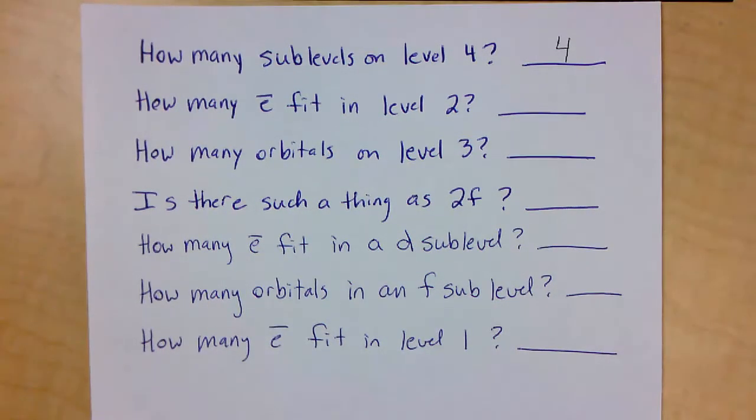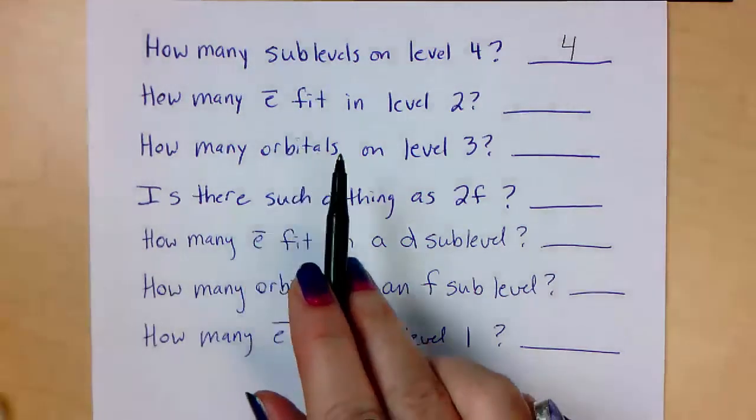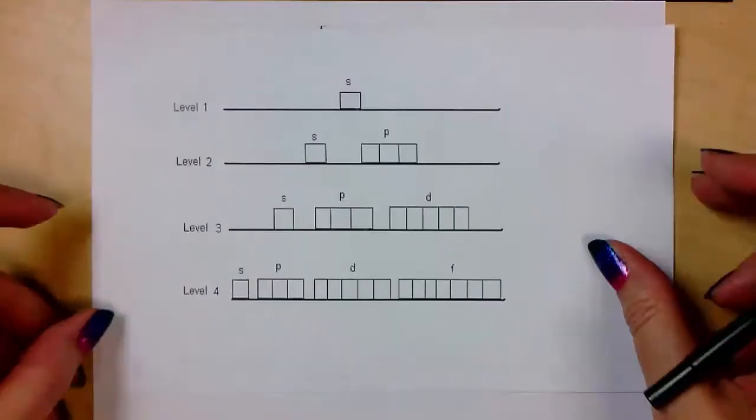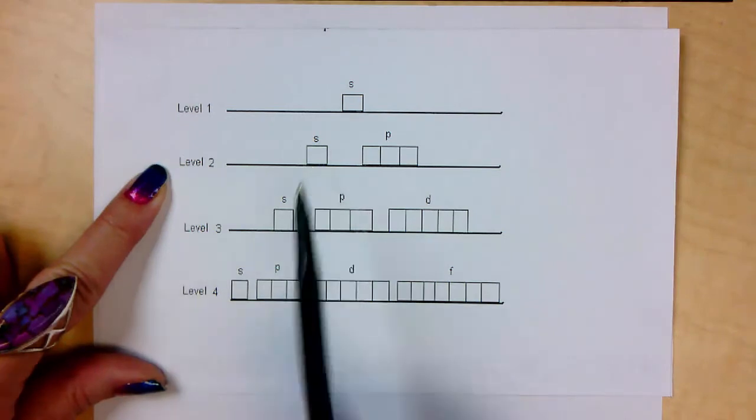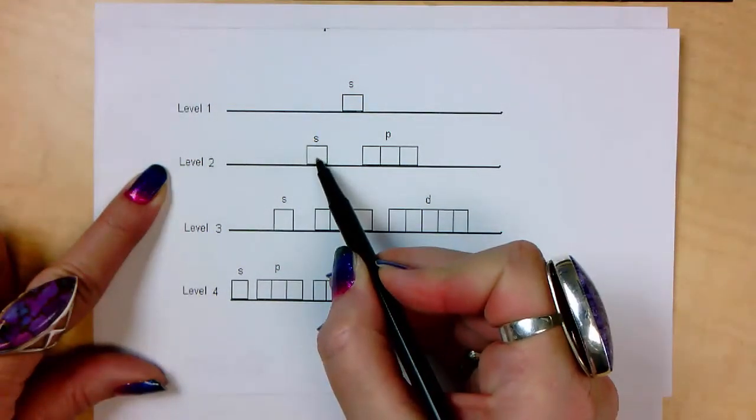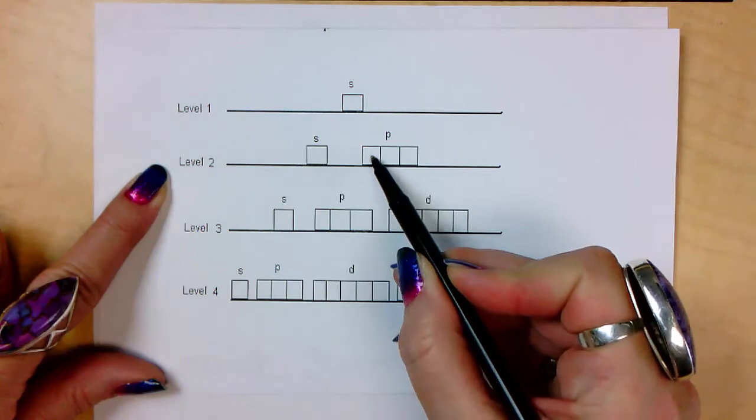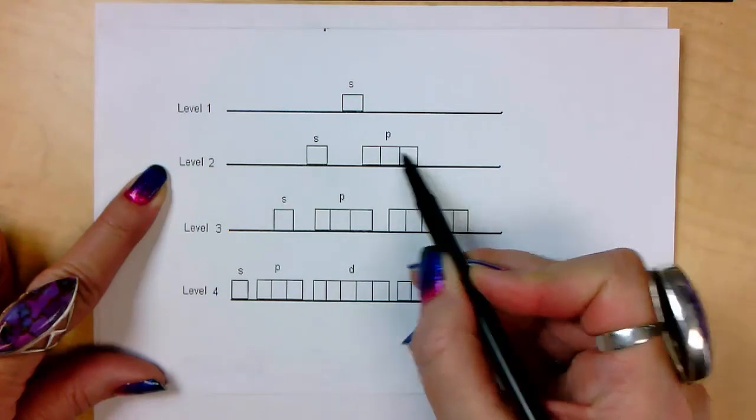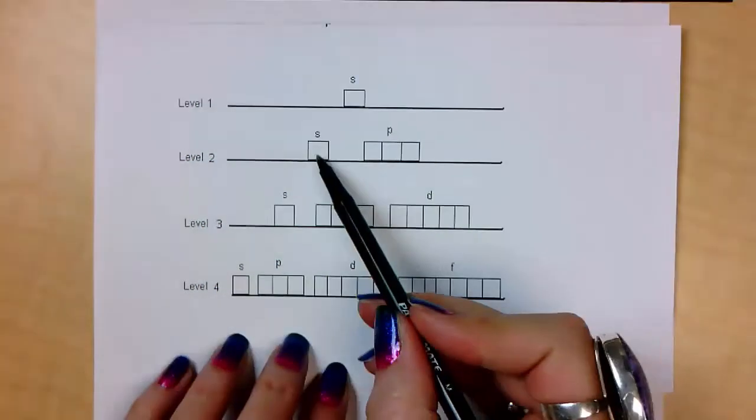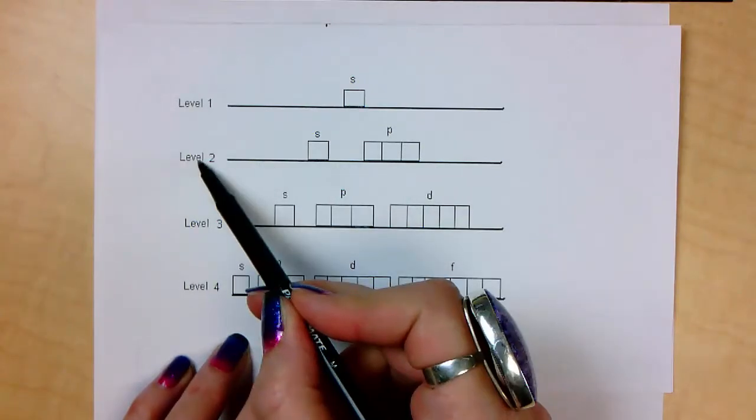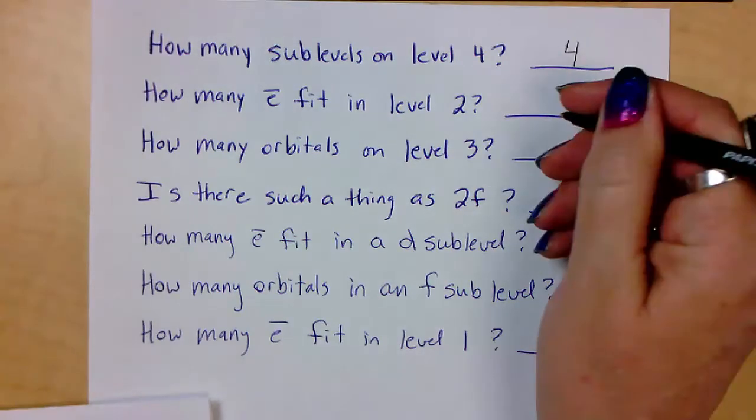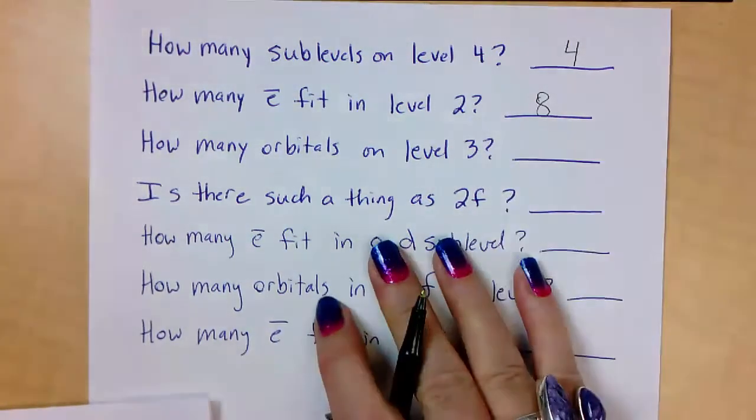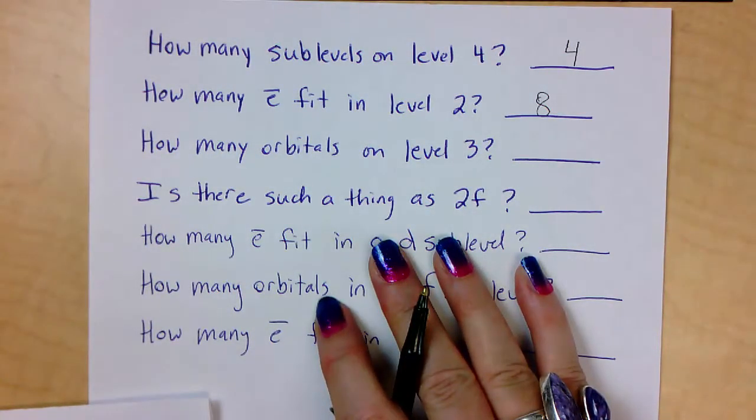Second question, how many electrons can fit in level 2? Here's level 2. Now remember, there's 2 electrons per orbital, so 1, 2 can fit here, plus 1, 2, 3, 4, 5, 6. 6 plus 2 is 8. We can put 8 electrons on level 2. 2 plus 6 is 8. So our answer here is going to be 8. 8 electrons fit in level 2.